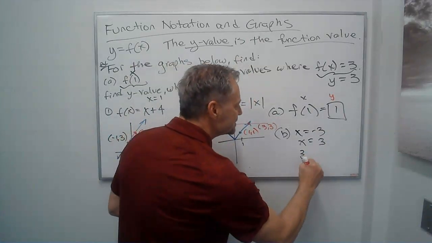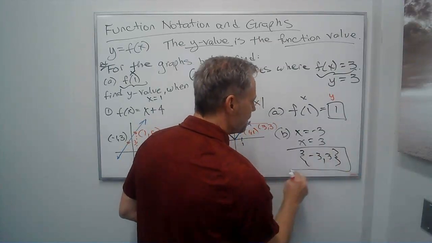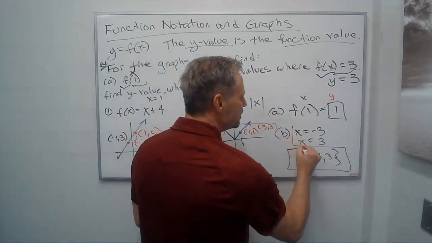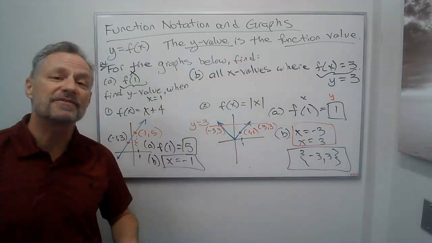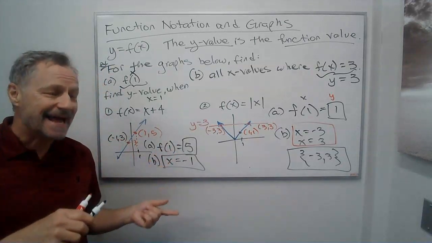We may write that in set notation. Oh, it's negative 3 and positive 3. This time I get two answers, before I just had one answer. Maybe we just box it this way. We say, hey, look, there's two different values of x. They give me f of x equals 3. So anyway, that's the idea.